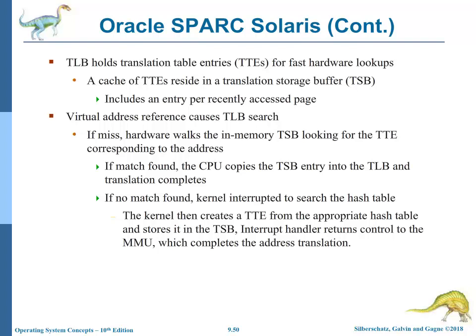The kernel then creates a TTE from the appropriate hash table and stores it in the TSB for automatic loading into the TLB by the CPU memory management unit. Finally, the interrupt handler returns control to the MMU, which completes the address translation and retrieves the requested byte or word from main memory.